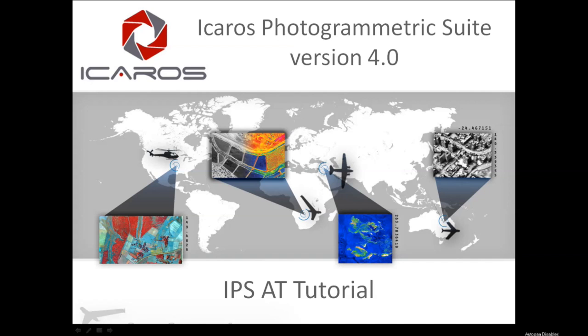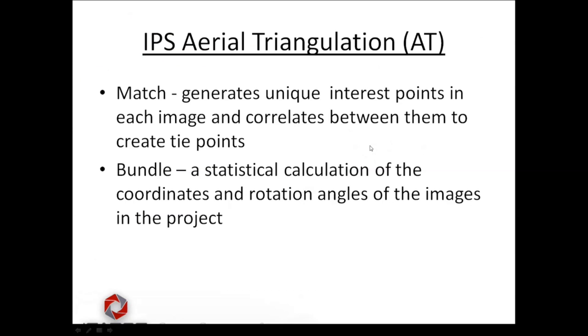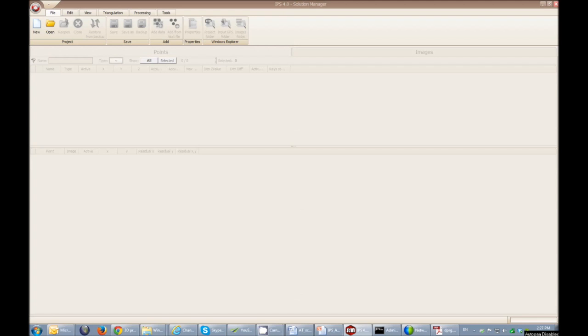Hi there. In this tutorial, we will show you how to create a photogrammetric model by using the IPS-AT triangulation module. The IPS-AT triangulation model has two major functions: match, a process that generates unique interest points in each image and correlates between them to create type points, and bundle, a statistical calculation of the coordinates and rotation angles of the images in the project.